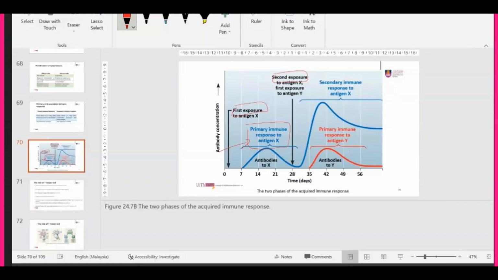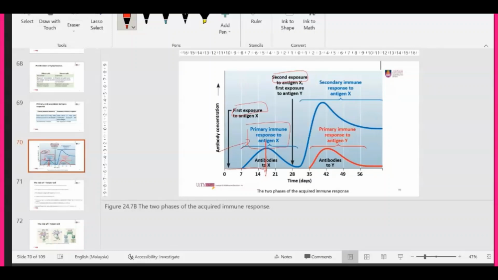First exposure to the new pathogen. This one will develop, and it takes a little longer, about 2 weeks. So that this is to allow the body to produce the antibody and to produce the memory cell. Once there are memory cells, they are stored in the lymph nodes.